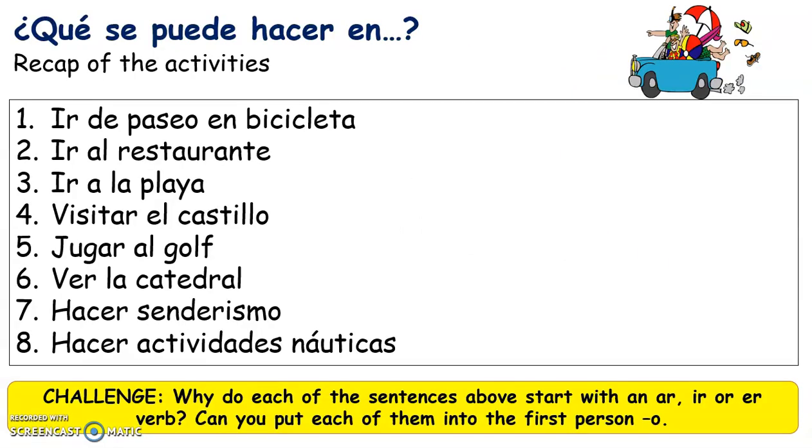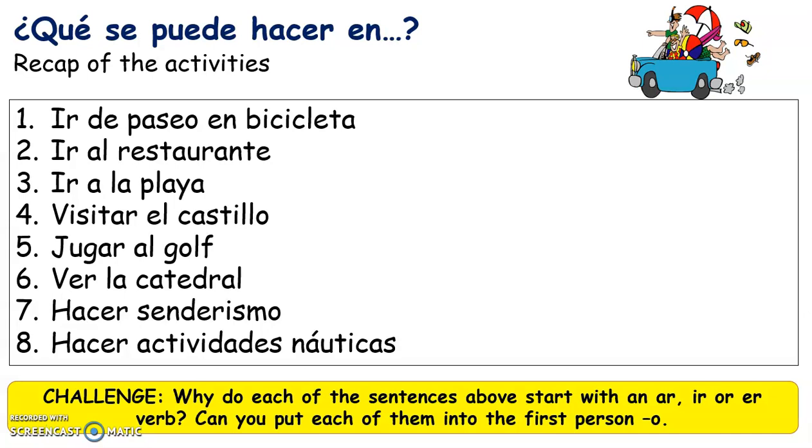So now we're going to do a little recap. ¿Qué se puede hacer en? What can we do in? Translate 1 to 8. Mark yourself out of 8. And if you want an extra challenge, start thinking of why the above start with an AR, IR or ER verb.